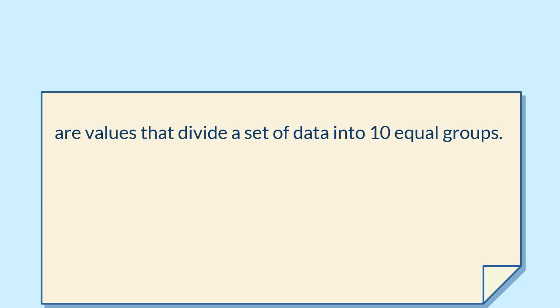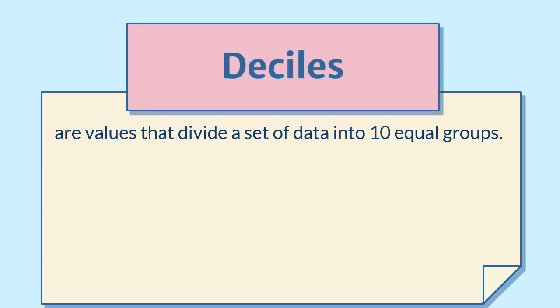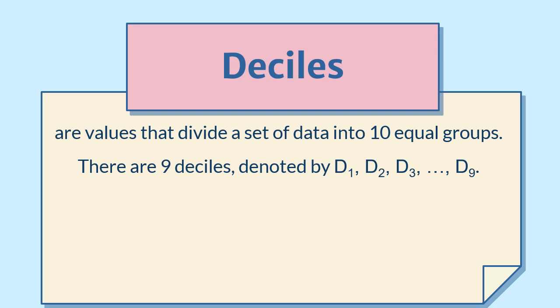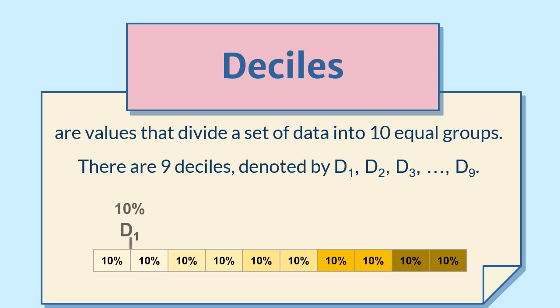What are the values that divide a set of data into 10 equal groups? The answer is deciles. There are 9 deciles denoted by D sub 1, D sub 2, D sub 3, up to D sub 9. In this organization of data, 10% of the distribution falls below the first decile.